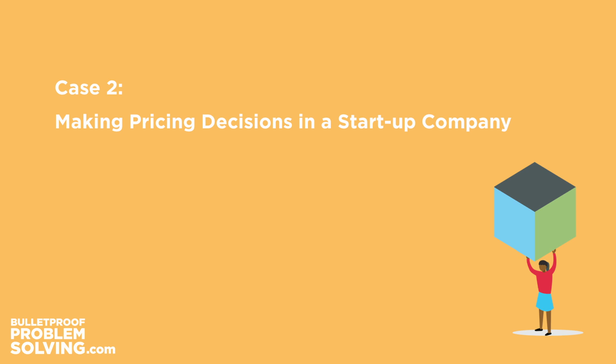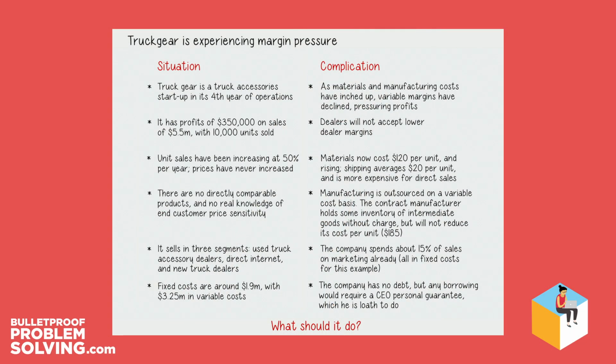The company is called Truck Gear, which is a real company, and Truck Gear produces an accessory for trucks. The CEO of this company came to me and he said, I'm experiencing margin pressure. I've been in operations for 4 or 5 years. My sales have been growing around 50% a year, which is really great for a young company.